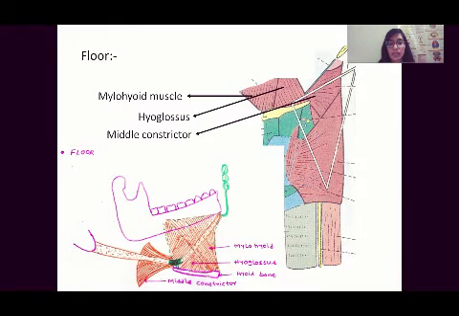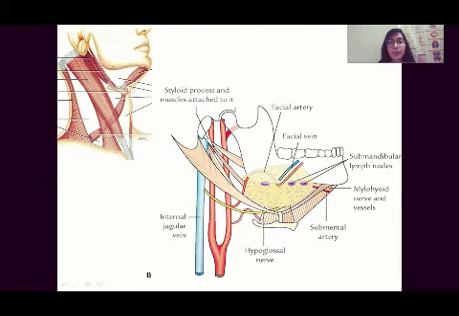So this is the angle and base of the mandible. Okay, and here the mylohyoid muscles, superior belly and inferior belly of mylohyoid. Here is the posterior triangle forming the sternocleidomastoid part. So this is the mylohyoid, this is the hyoglossus and the hyoid bone. And posteriorly this is the middle constrictor. So all these muscles form the floor of the triangles. Coming to this, here you can very well appreciate the styloid process and all the muscles attached to this styloid process.